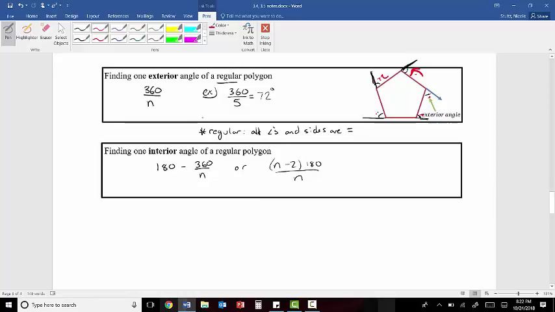Really quick, I just want to remind you guys that notice we use the word regular in these rules. You can only use these tricks for regular polygons, and a regular polygon is when all the angles and the sides are the same. So if they're not regular, then these rules won't help you.